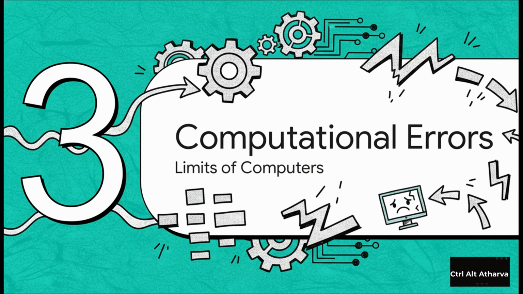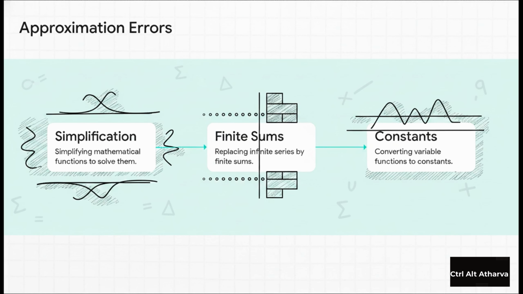All right, Section 3. Understanding computational errors and the limits of computers. So relying on computers introduces a pretty massive hurdle. Machines just aren't perfect, so they have to take shortcuts, and that results in what we call approximation errors. Think about a true mathematical function, like an infinite series. A computer obviously doesn't have infinite memory, right? So it just chops off the series and replaces it with a finite sum.